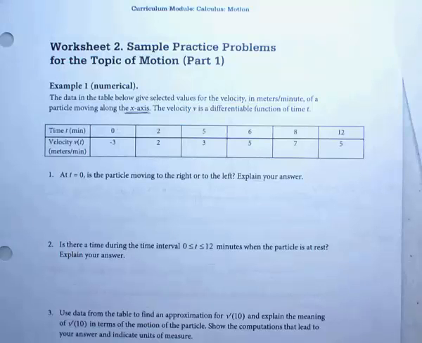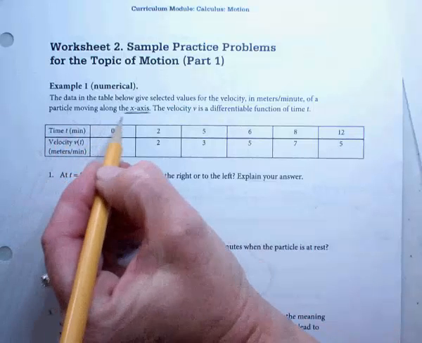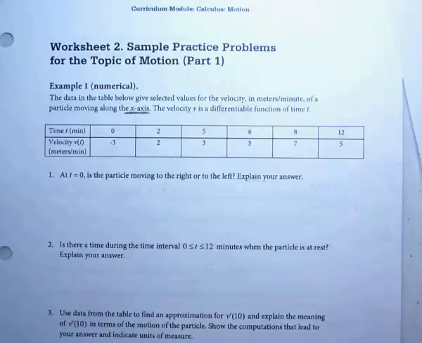Let's work through example 1 together. Let's look at the topic of motion through a numerical approach. And guys, all that means is that you're given a data table, you're given data, information. We have this object that's moving along the x-axis, moving left and right, maybe stops for a while. And what we're given is velocity values.